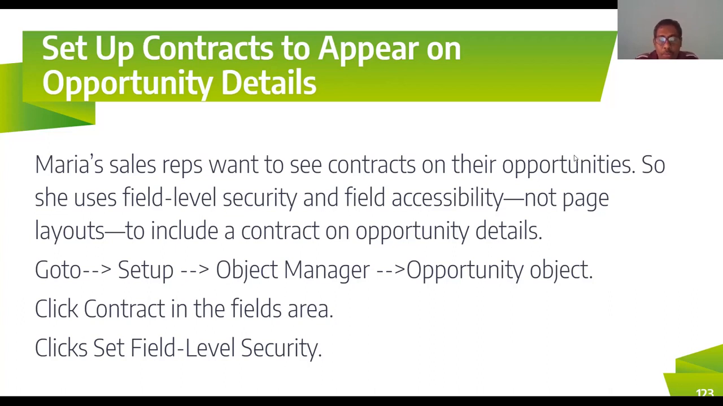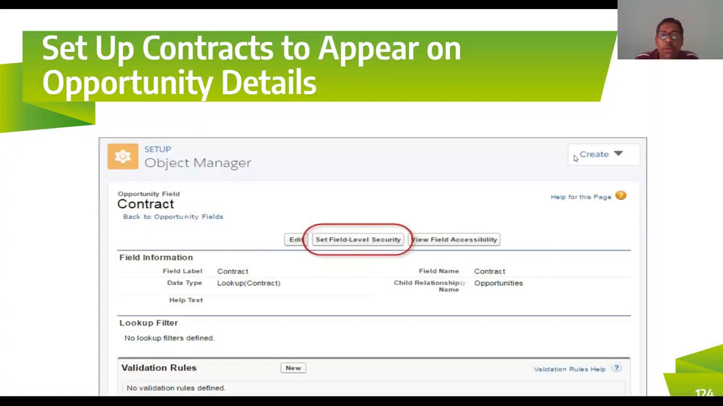For this, what we do first is select the opportunity object. We have to go to setup, object manager, select the opportunity object, click on contract in the field area, and then select set field level security. Now click on field level security, right?